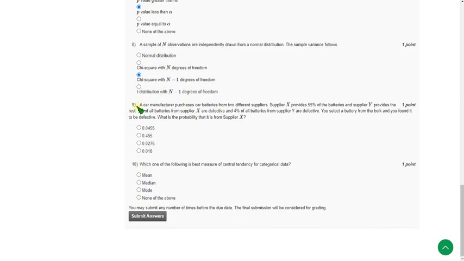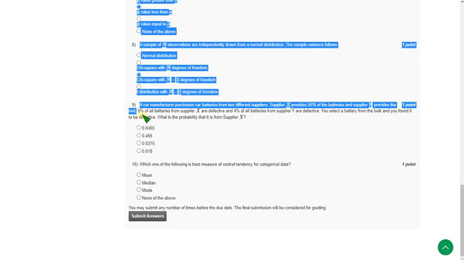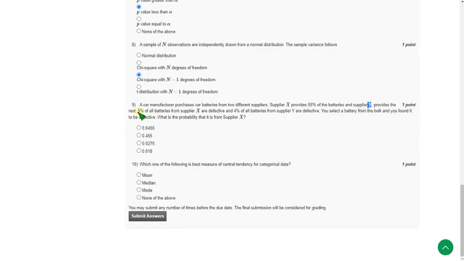And for the 9th one, they gave that a car manufacturer purchases cars. 55% comes from supplier X, and the remaining, the rest, 45% comes from Y. 5% of X supplied batteries are defective, and for Y 4% are defective. They are asking, if a defective battery is selected, then the probability that it came from supplier X. So the answer is option B, 0.0275.